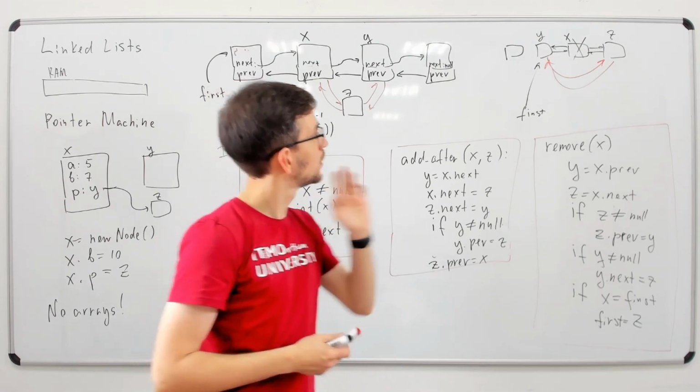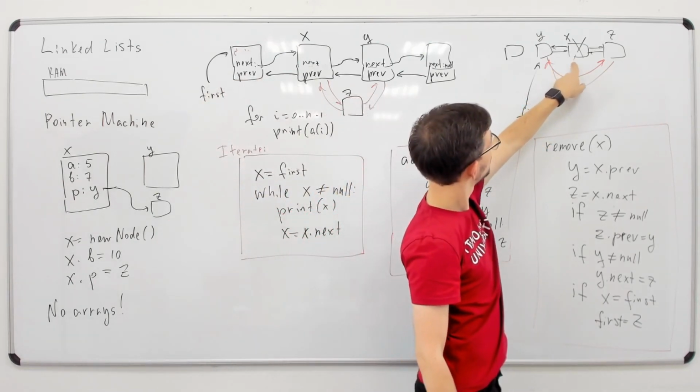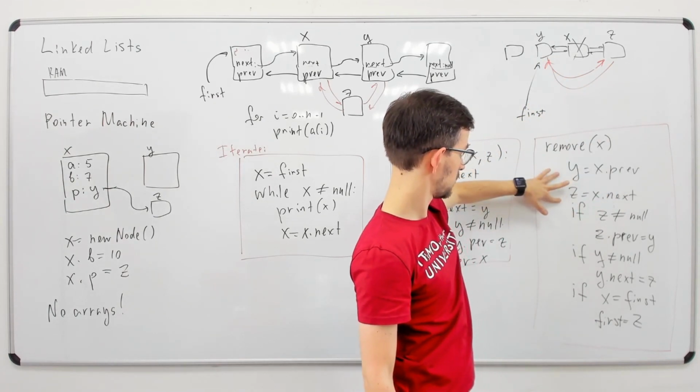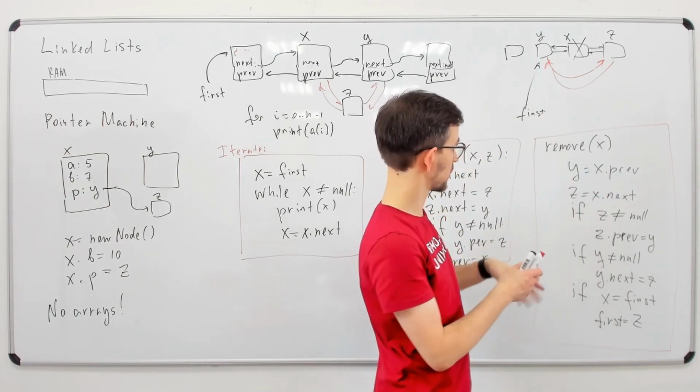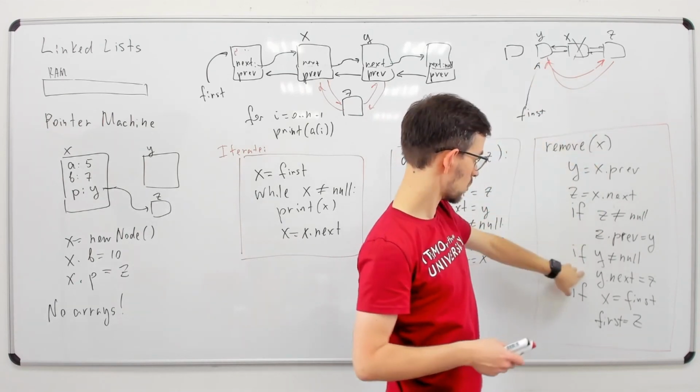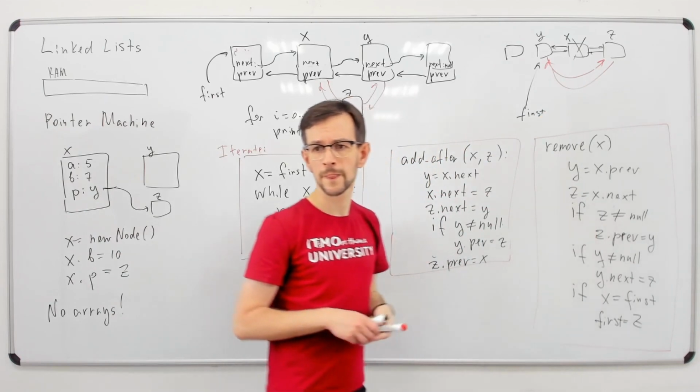Why is that correct? I have this element X, the previous element is Y, the next element is Z. Here, this element is Y, this is Z. So Z prev to Y, Y next to Z. No, it looks fine.